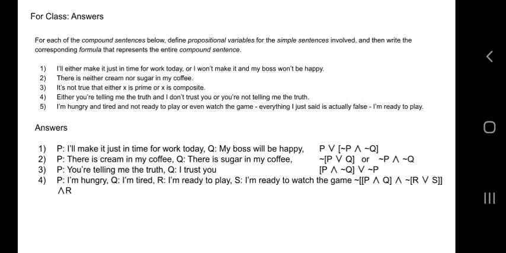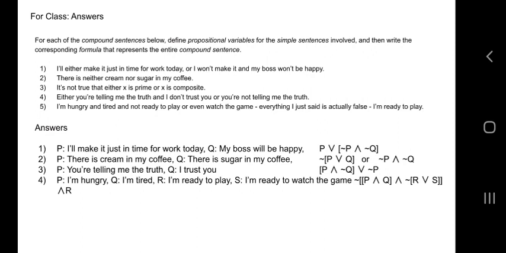And then for number 4, when it says either you're telling me the truth and I don't trust you, or you're not telling me the truth. It's my understanding that the or was the main connective in this problem. Like that was the one where parentheses had to be around the and. So in this problem, P could be you're telling me the truth, and Q could be I trust you. So you could have brackets around P and not Q, and then you have an or, and then you have not P.